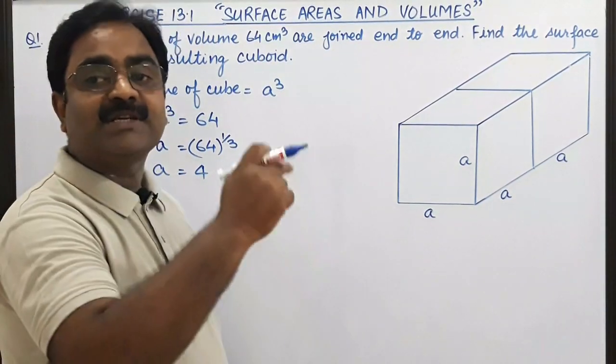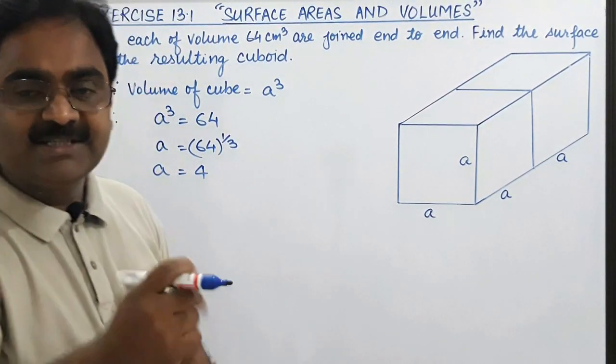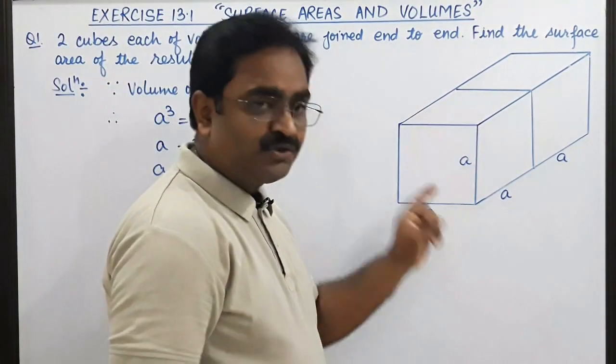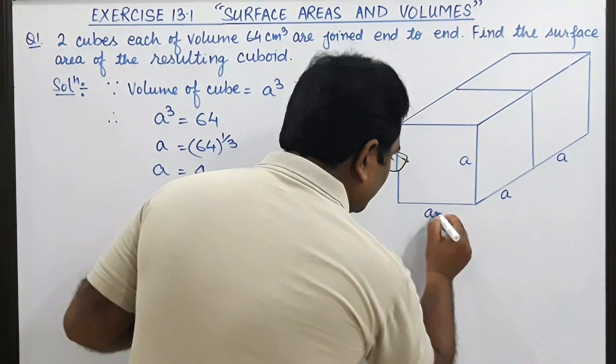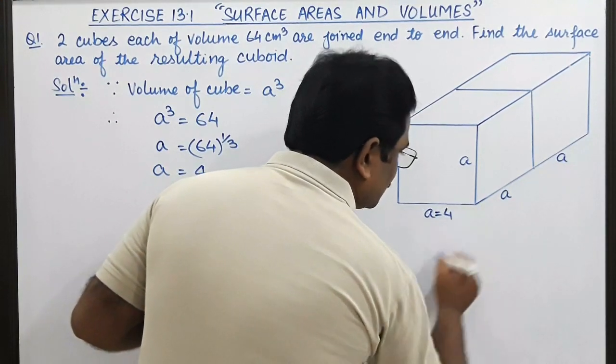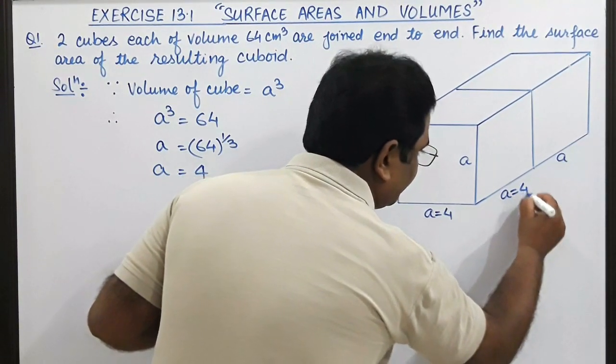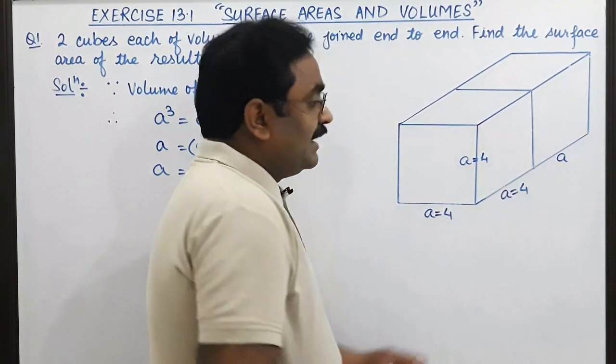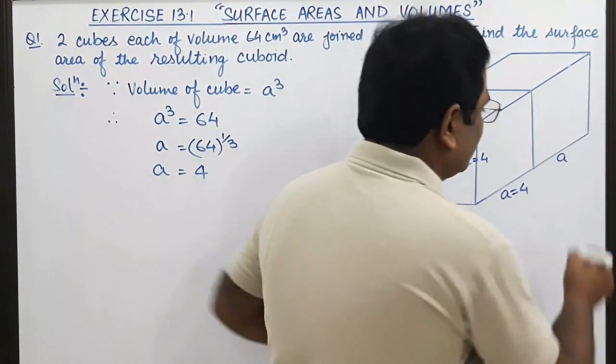Because 4 fours are 16, 16 fours are 64. Now the side of this cube is 4 unit. So this will also be 4 unit. Height is also 4 unit. And the measure of this side is also 4 unit.